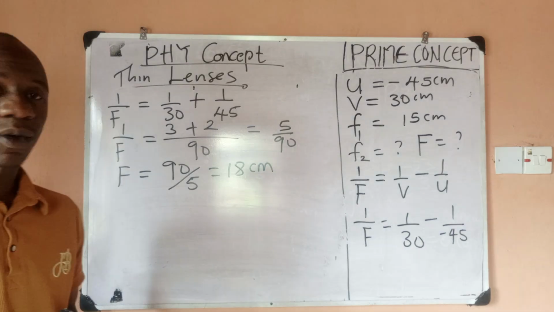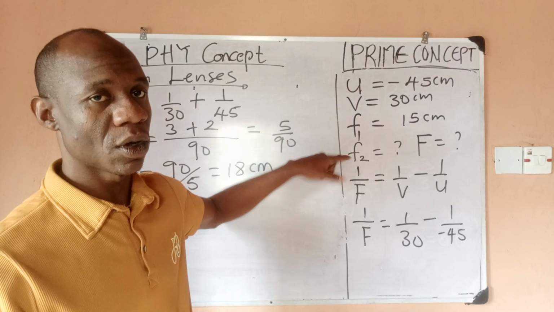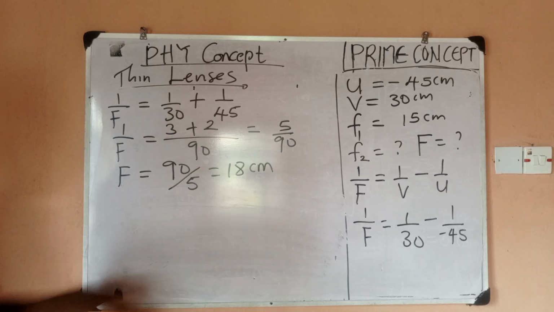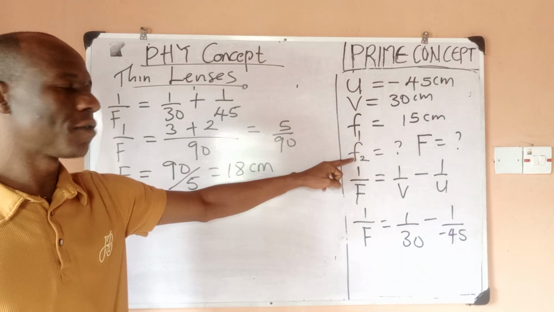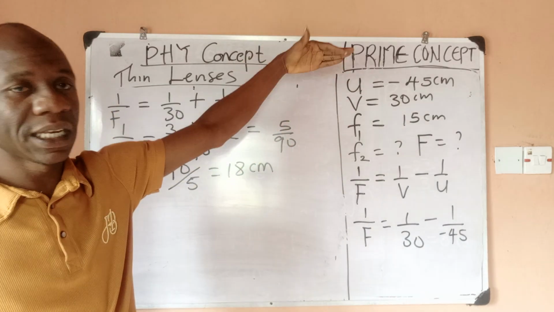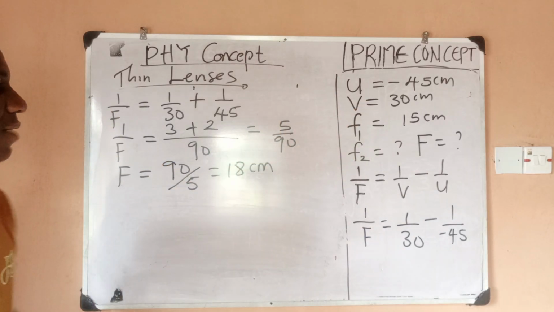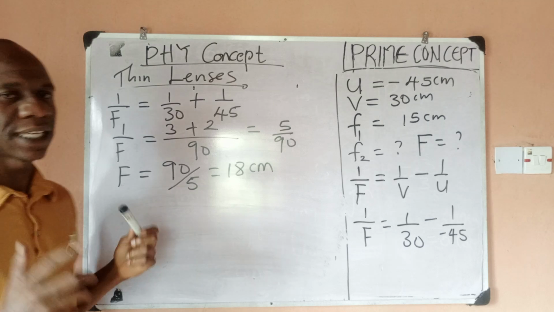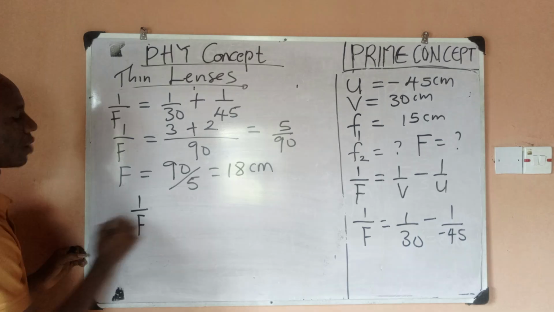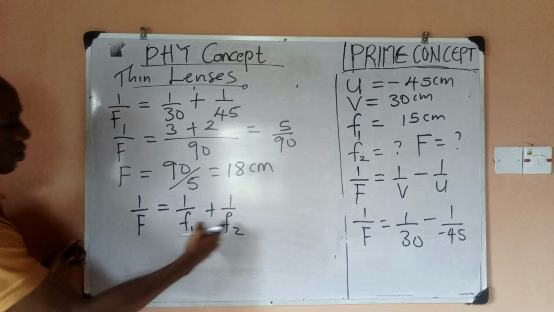What I have gotten is not what I'm looking for. This is just the combined focal length, but I'm looking for the focal length f2 of one of the lenses in the combination. They also say we should determine the nature of f2, that is, whether it is a converging or diverging lens. We already know f1 is a converging, convex lens, but we don't know whether f2 is convergent or divergent. You recall I gave a formula for the combination: 1 by f equals 1 by f1 plus 1 by f2.